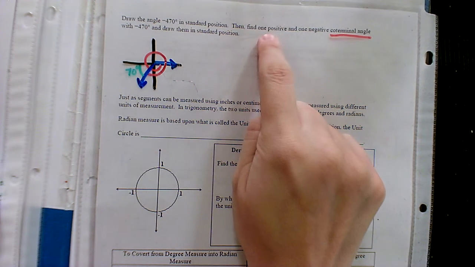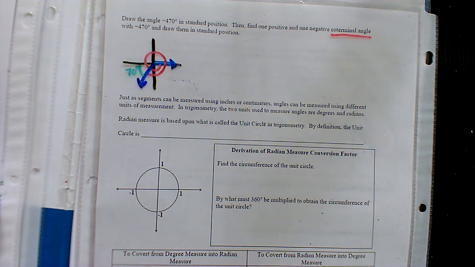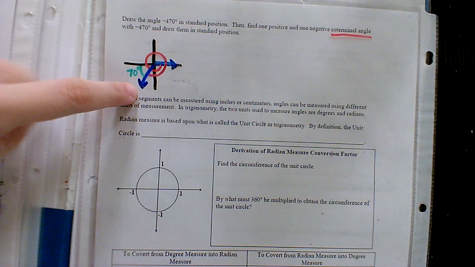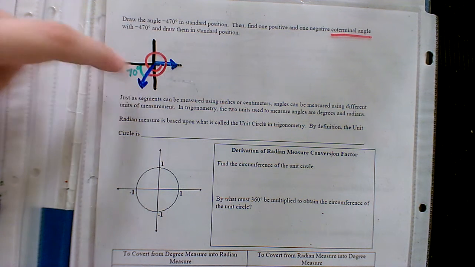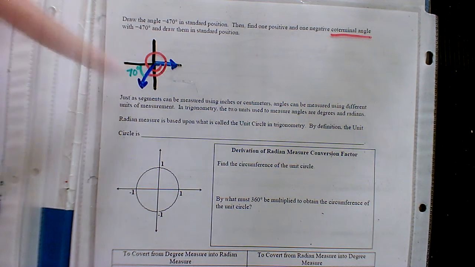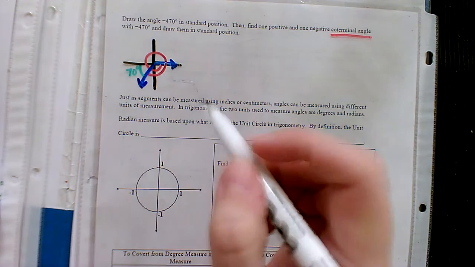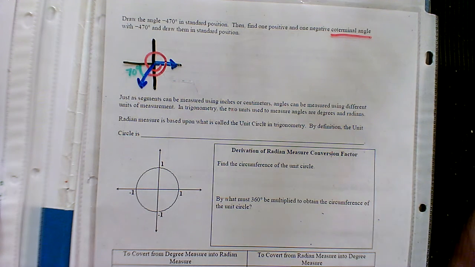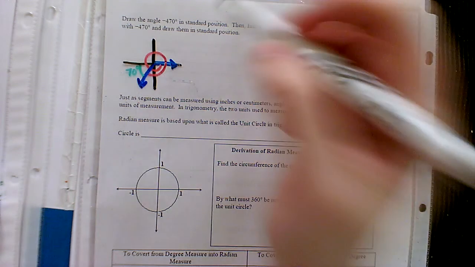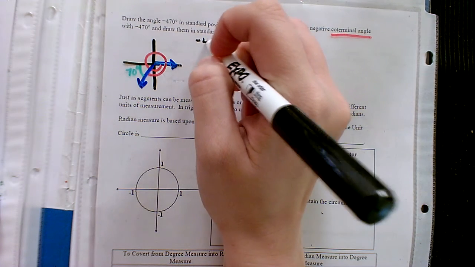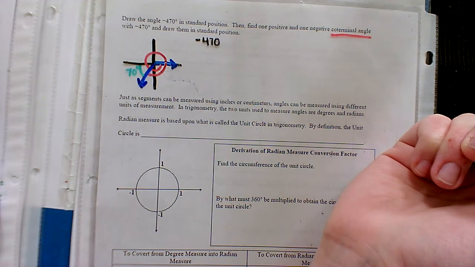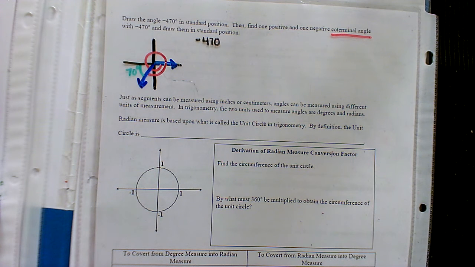All right, so let's check this out. Can we find one positive and one negative coterminal angle? So can we get a different angle measurement besides the negative 470 that would still end in the same exact spot and therefore have the same exact reference angle? Let's see if we can think about that. Yeah. 250. How'd you get it? Because if you go 180 plus 70, which is the reference angle, you will get the same end. Okay, so you can think about it that way. That's perfect.